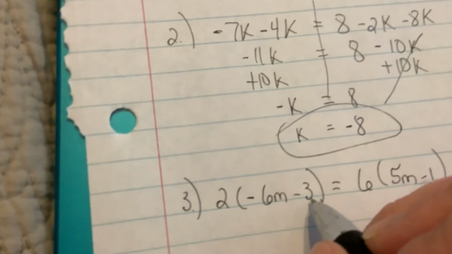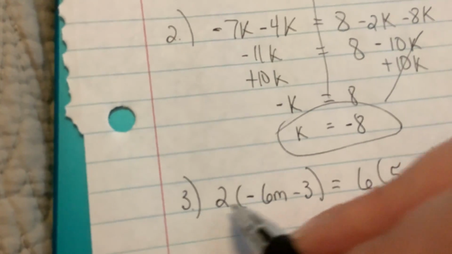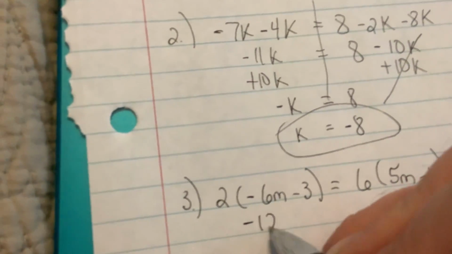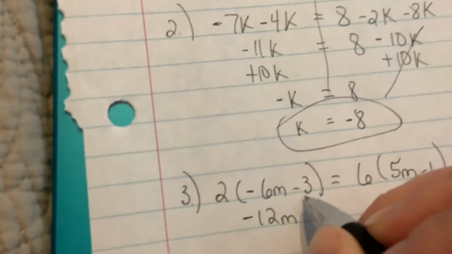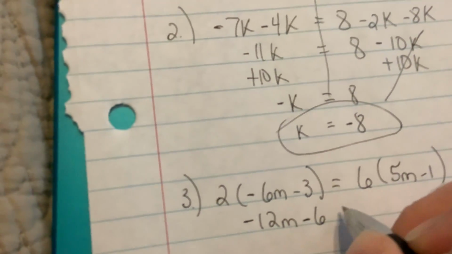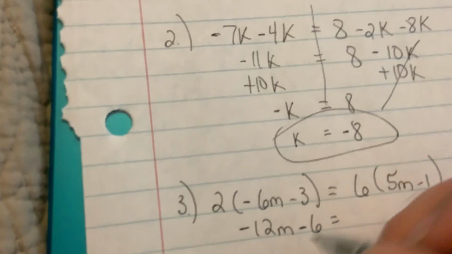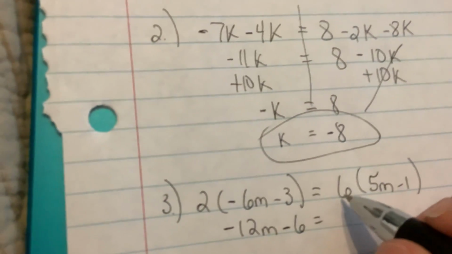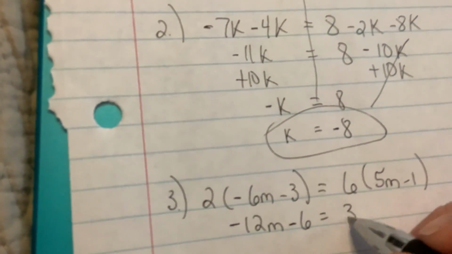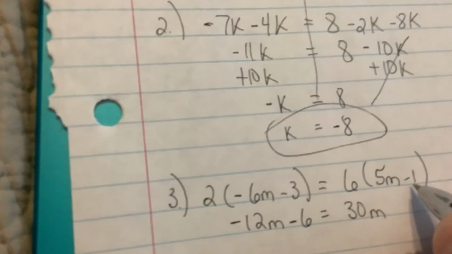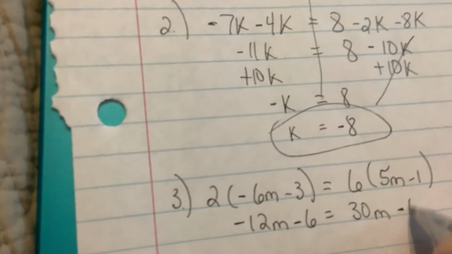First off, I can't combine these two things. One has an m, one doesn't. But I can distribute. 2 times negative 6m is negative 12m. 2 times negative 3 is negative 6. Okay? So that's this side. Now let's do this side. 6 times 5m is 30m. And 6 times negative 1 is negative 6.